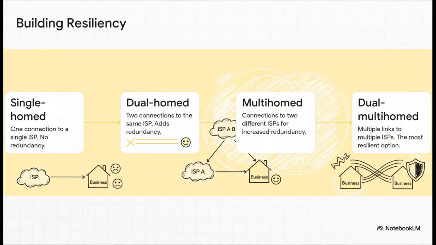For any business, uptime is everything. So how do they make sure they stay connected? Well, they build in redundancy. The most basic setup is single-homed, one link to one provider. If that goes down, you're offline.